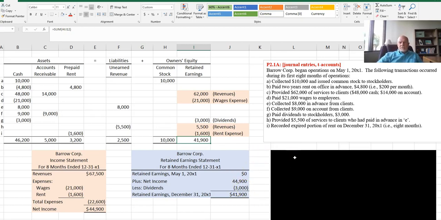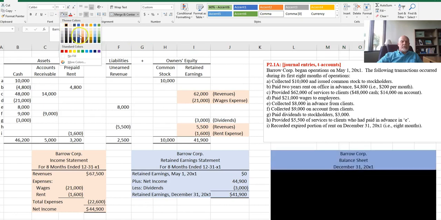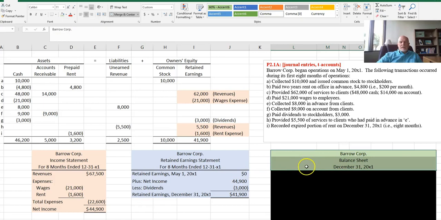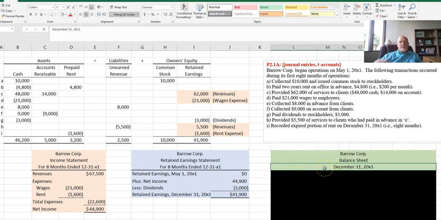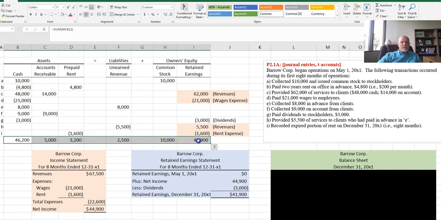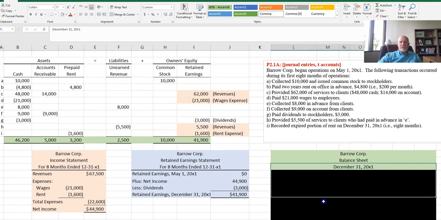Finally, the balance sheet for this company, and the balance sheet does not cover a period of time. Let's see, what color can we put this? I'll put it in green. It simply says, on this day, these are the balances we have on December 31st, and those balances are going to come from all of these column totals. That's what goes on the balance sheet. So you're going to list out your assets, list out your liabilities, and your owner's equity.